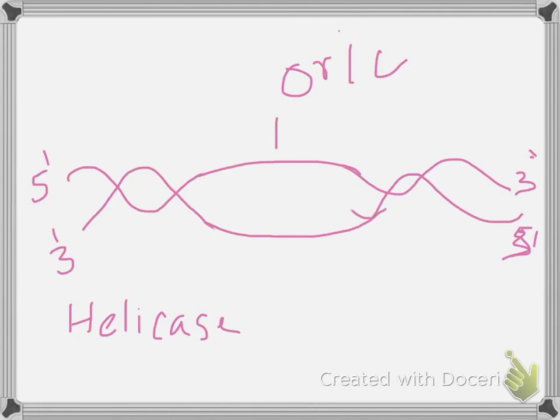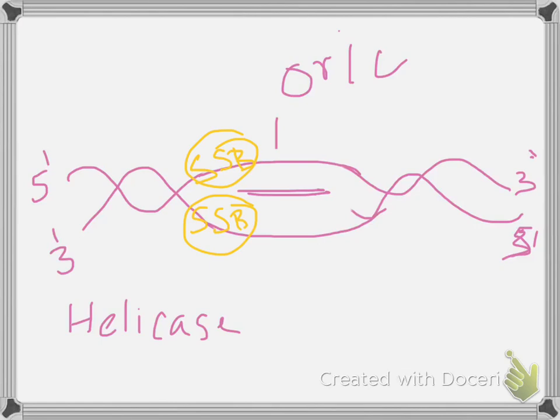And so when the helicase unwinds the DNA, the single strand binding protein, known as SSB, binds to each strand of DNA, which is mainly to prevent the rejoining of these two strands.